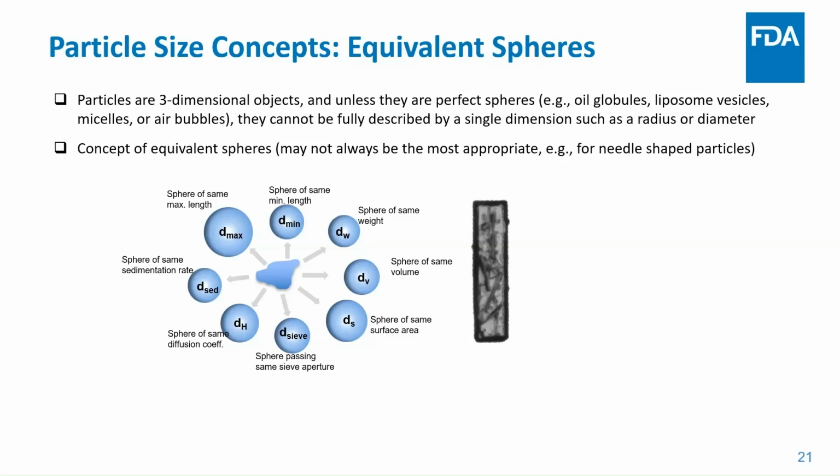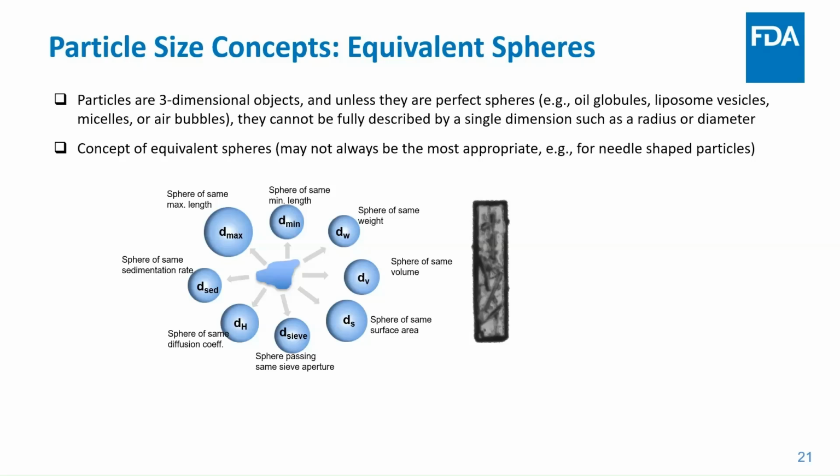Or the sphere of the same surface area. This can be important when we are looking at reactivity, moisture absorption, or surface reactivity. So maybe we're more interested in the size related to the sphere of the same surface area. Or a sphere passing the same sieve aperture. This is very typical for powder material processing, when we have a sieving operation.